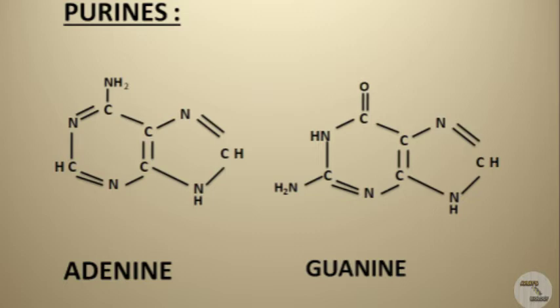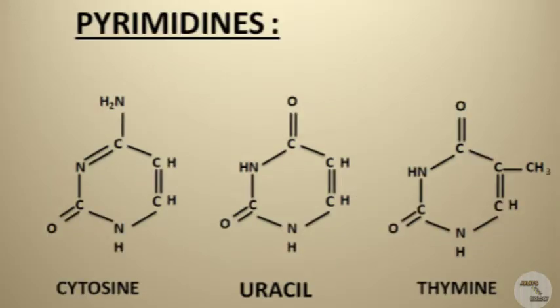Adenine has an amino group on the C6 position of the ring, so we can call adenine 6-aminopurine. And guanine has an amino group at the C2 position and a carbonyl group at the C6 position. So we can call guanine 6-oxy-2-aminopurine. Now let's move to the next type of nitrogenous bases, which are pyrimidines.